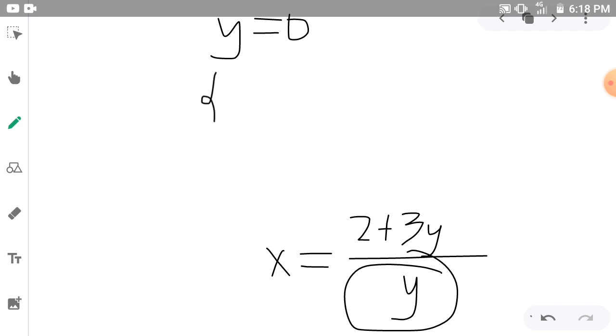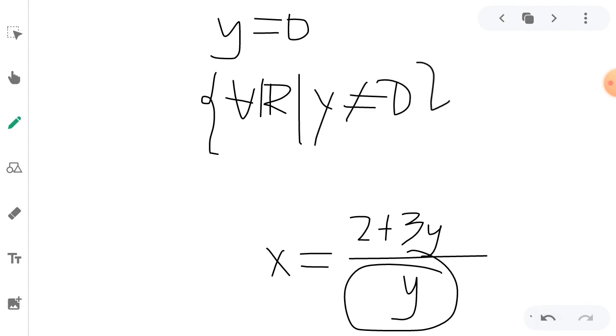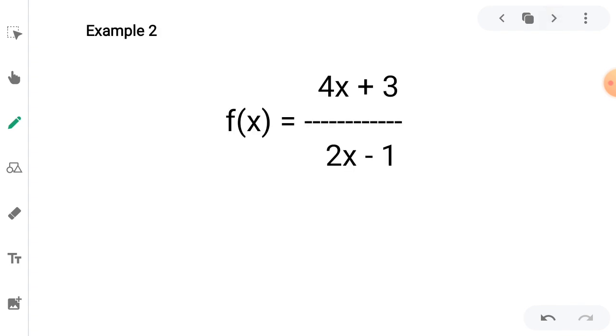Therefore, our range here is all real numbers such that y is not equal to 0. So this is our range. Again, all the real numbers such that y is not equal to 0. So next example is f of x is equal to 4x plus 3 all over 2x minus 1.